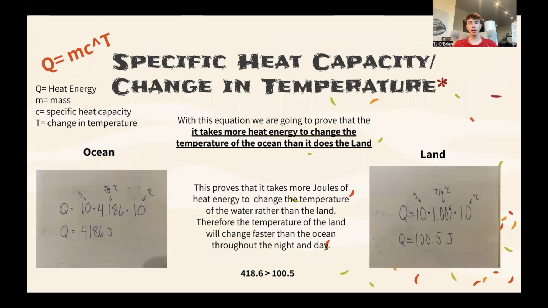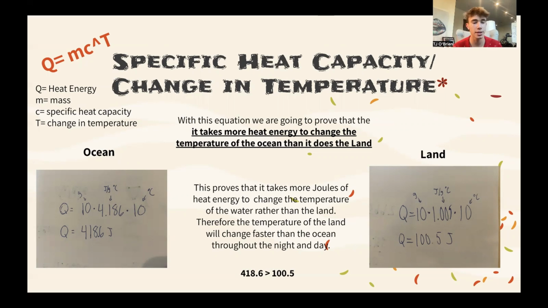All right, specific heat capacity and change in temperature. So we're going to be using the equation Q equals MC delta T, the heat capacity equation, to prove that it takes more heat energy to change the temperature of the ocean than it does the land. So we're going to be setting the heat energy, or Q, equal to our mass, which is, for all intents and purposes, we're just going to make it 10 grams, even though that is not the actual mass of the ocean, but just to keep it constant.